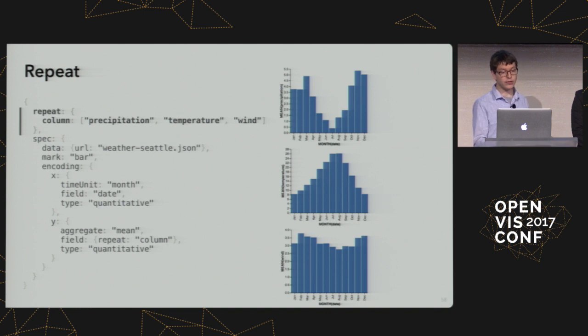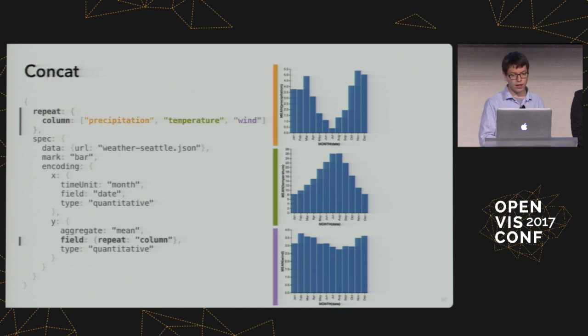The first one is a list of fields that we want to create views for. And secondly, we update any field reference that we want to switch out to the repeated field. And now, the repeat operator creates a view for each value in the list. So we get one view that shows the precipitation, one for the temperature, and one for wind. With repeat, we can create multiple charts that are similar, but use different fields. And we can do so in a data-driven way.